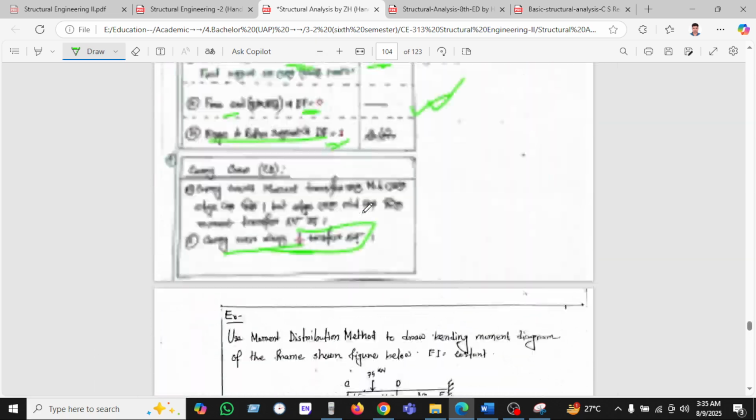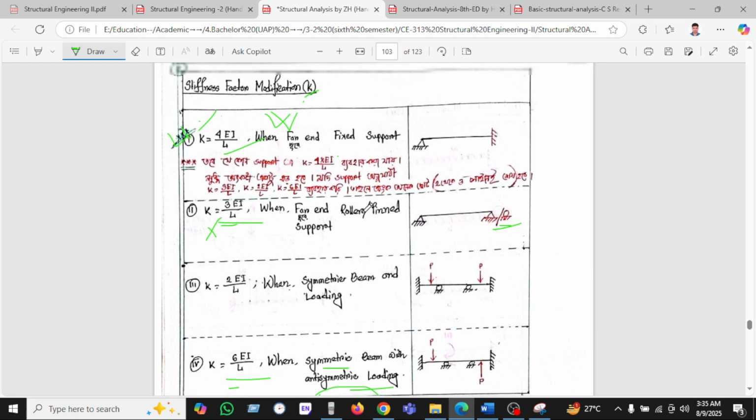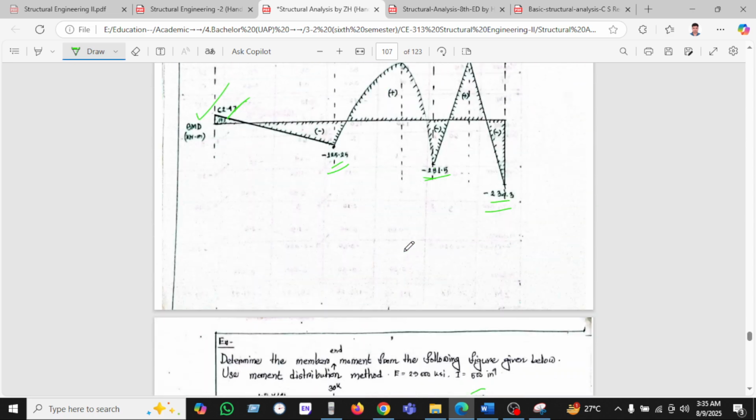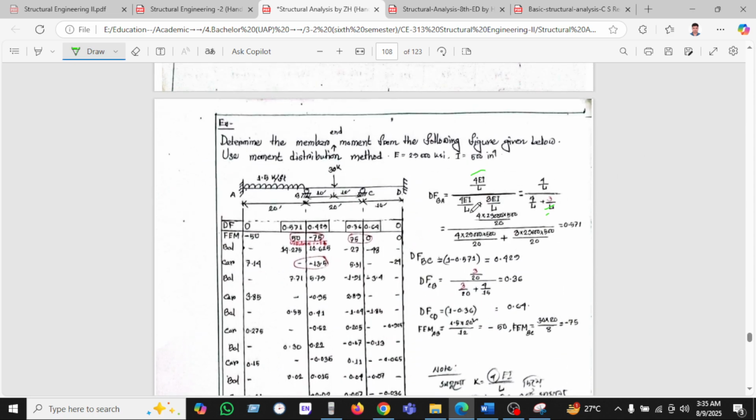If we go to the previous slide, we can see we have used K equal to 4 EI by L when the far end is fixed, but we can use 3 EI by L when the far end is roller or pin. So you don't need to use 4 EI. Here we see BA, this stiffness will use 4 EI by L, and BC will use 3 EI by L, because this is the pin support, that's why I have used 3 EI by L.